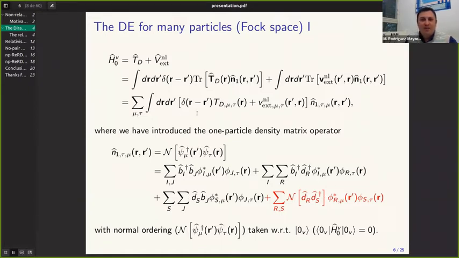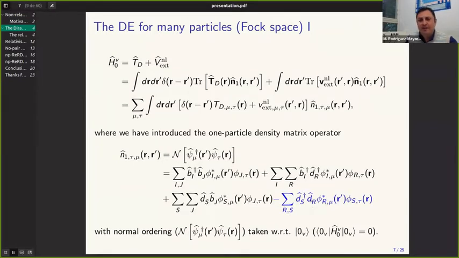We want actually that the energy of this Hamiltonian, when sandwiched with the vacuum, be equal to 0, and we therefore need to take the normal ordering in order to make the energy of the vacuum for this Hamiltonian be equal to 0.